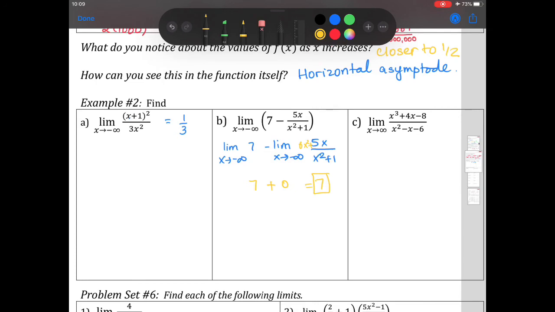Again, look at your coefficients or the highest degree. It's x to the third. Put a placeholder here, so it'll be 0x cubed. So what's 1 divided by 0? So it's no horizontal asymptote, so it's going to be approaching infinity.